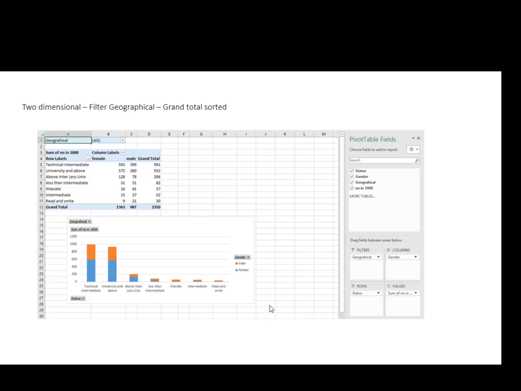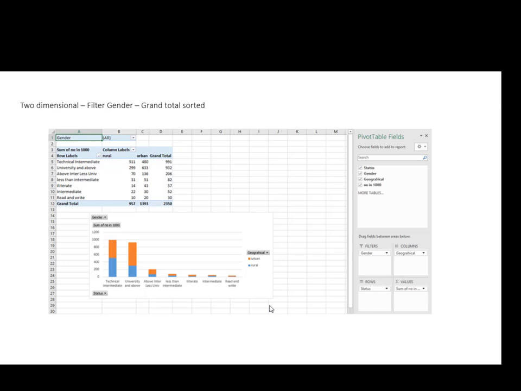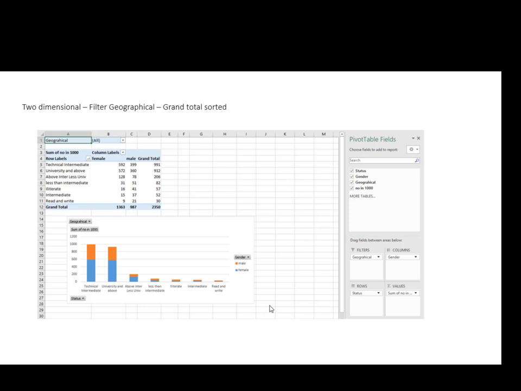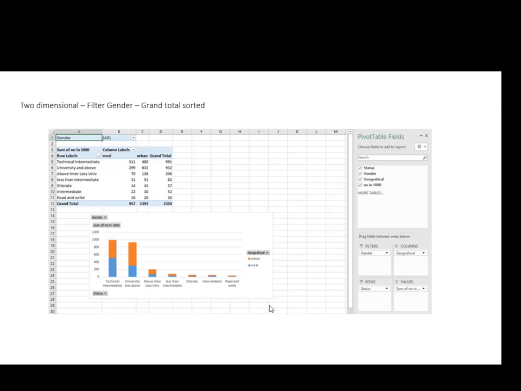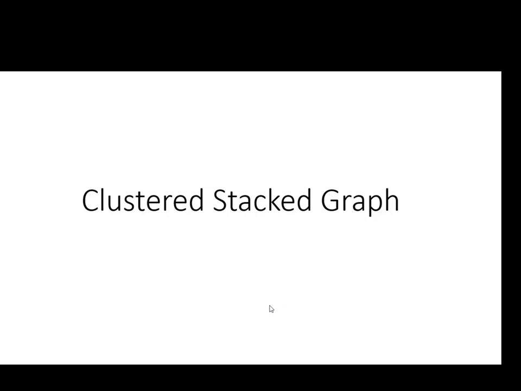These are the different education levels: technical, intermediate, university and above, intermediate and less than university, less than intermediate, illiterate, intermediate, and read and write. Here is just different, because the filter shows geographical here and shows gender here, using the filter option of the pivot table.